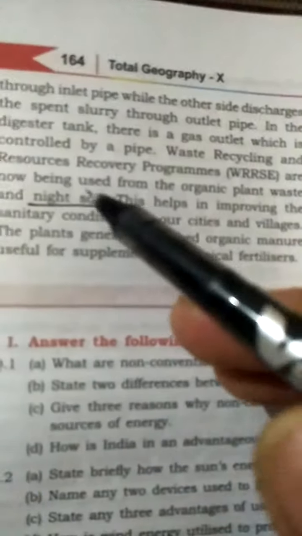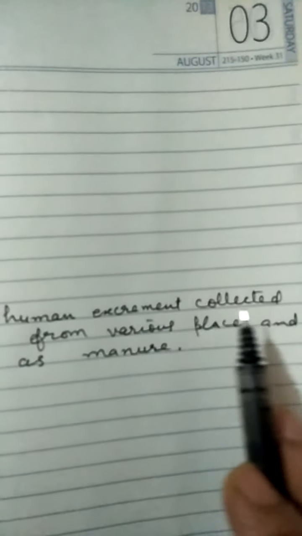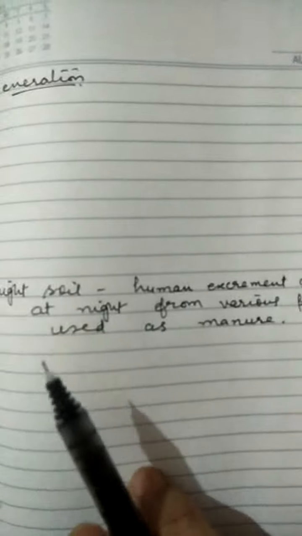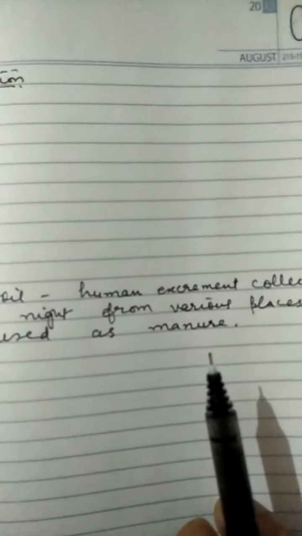Then it is mentioned here, night soil. What do you mean by night soil? Human excrement collected at night from various places, which is used as manure.